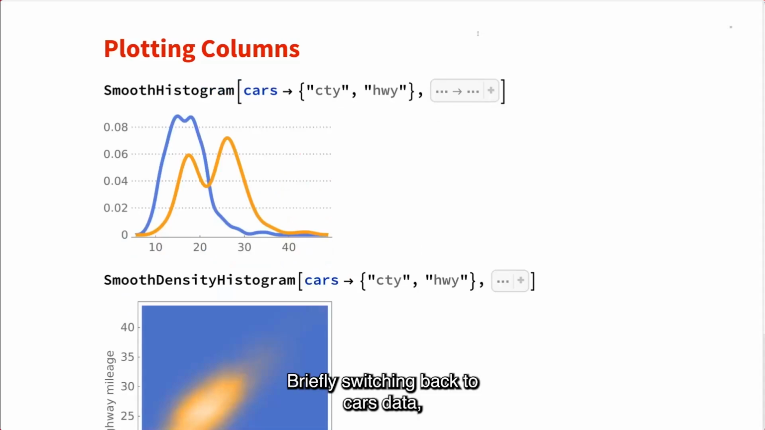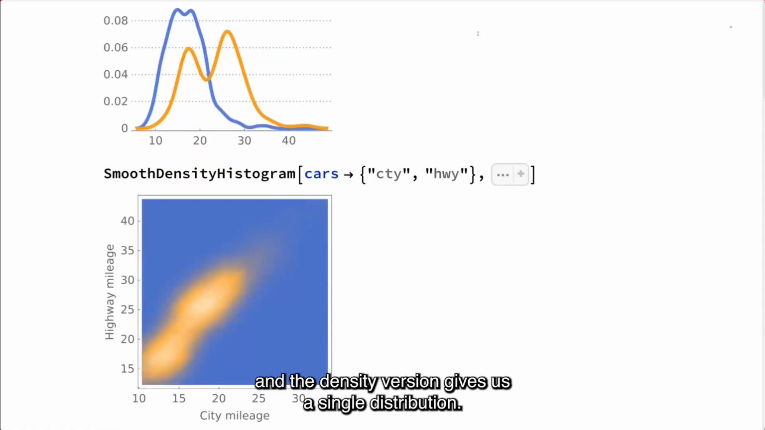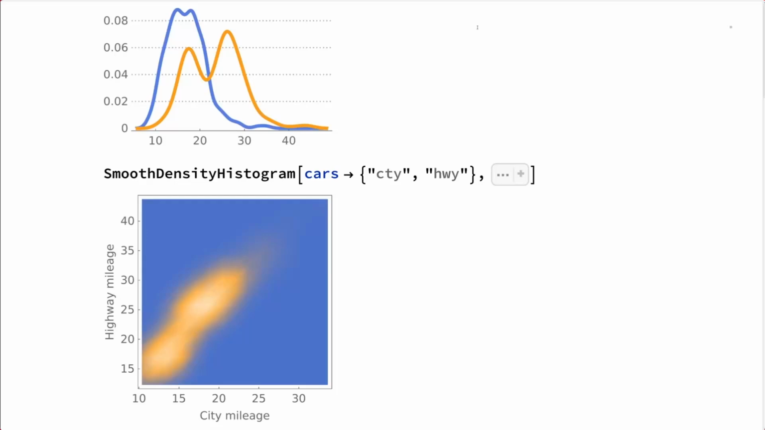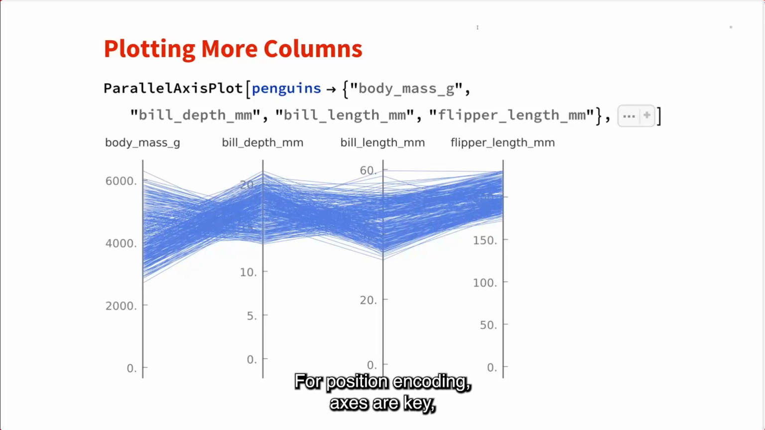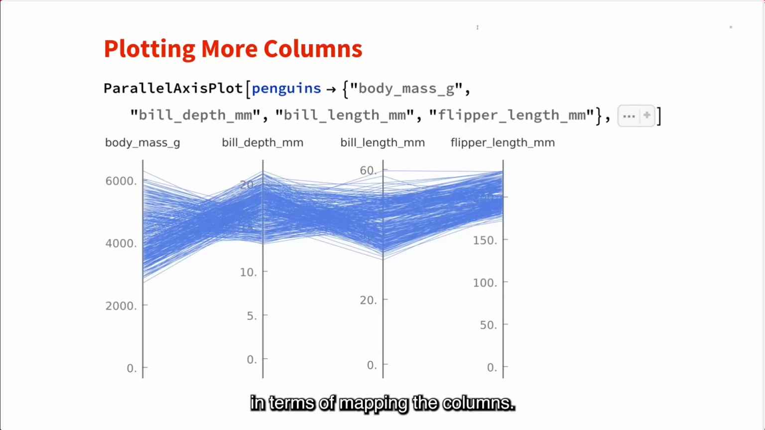Briefly switching back to cars data, just to show how different plots do the right thing in terms of interpreting the syntax. Smooth histogram gives us the distribution of city and highway mileages, and the density version gives us a single distribution. So I guess you get the hang of the game we are playing here. For position encoding, axes are key. And plots like parallel axis plot provide us with plenty of those. With more axes, we have more flexibility in terms of mapping the columns.